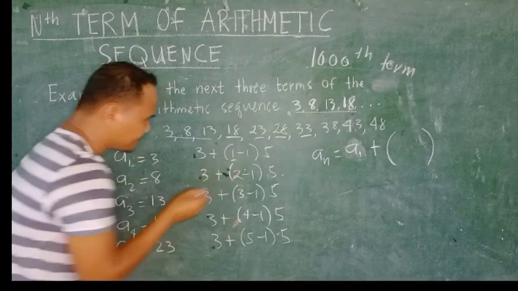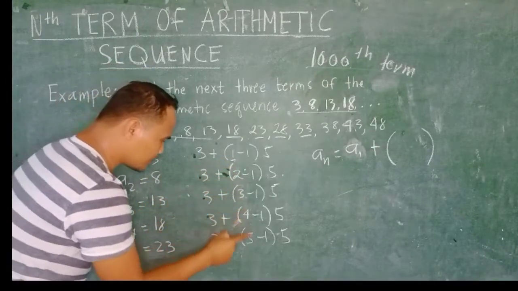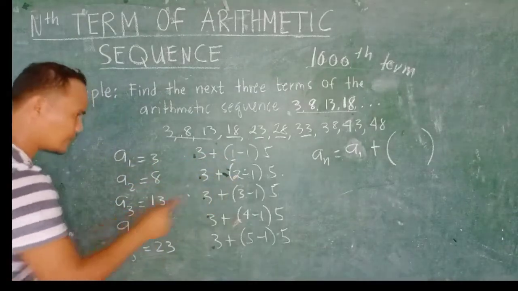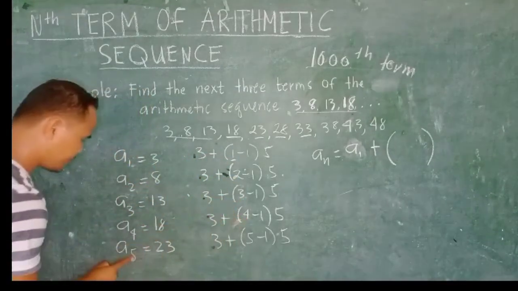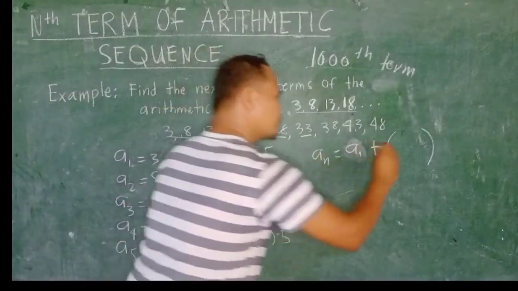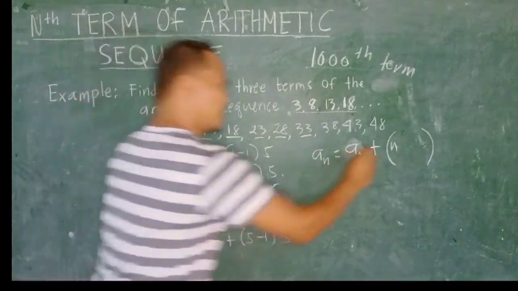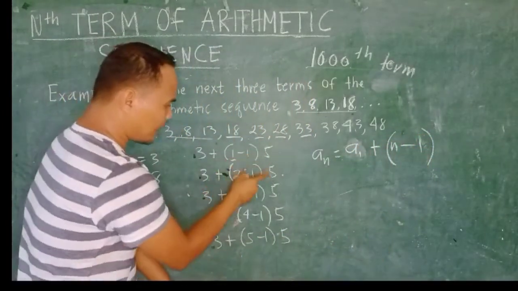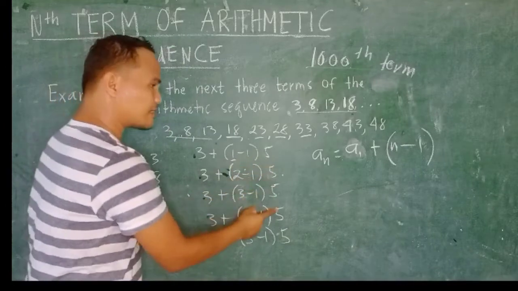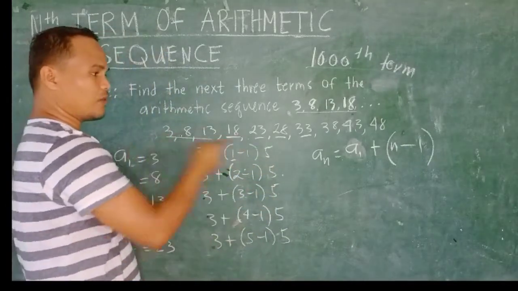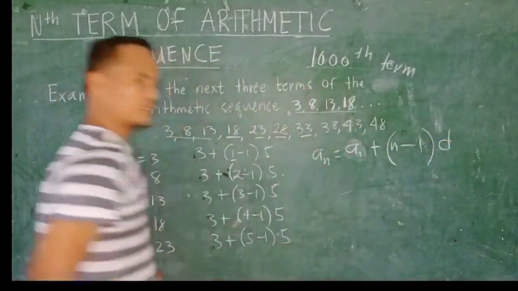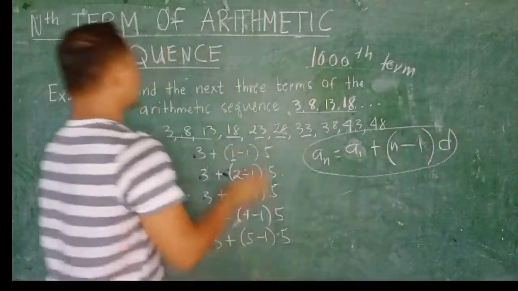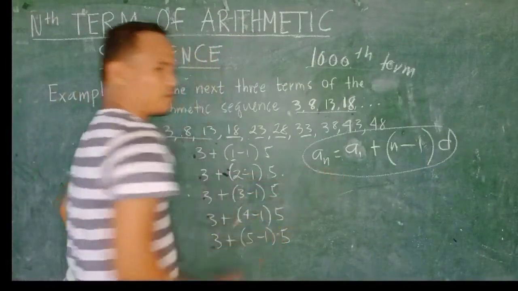What is this? 1, 2, 3, 4, 5. You observe, first term 1, second term 2, third term 3, fourth term 4, fifth term 5. So if you have here n, it should be n minus 1, common difference. 1 minus 1. 5 is the common difference of the sequence. So, d. This is what I call the nth term of an arithmetic sequence.